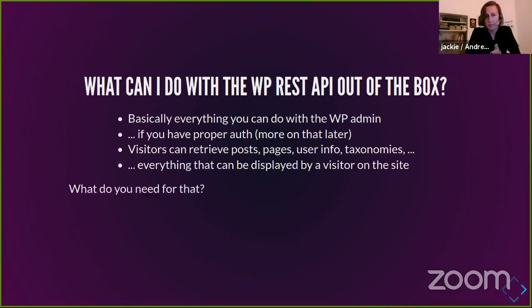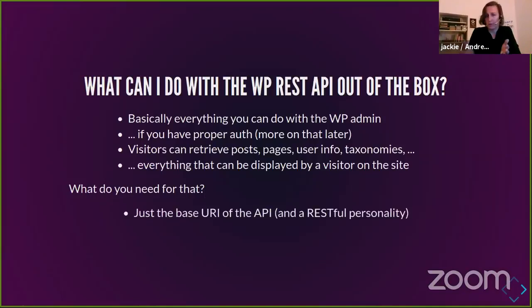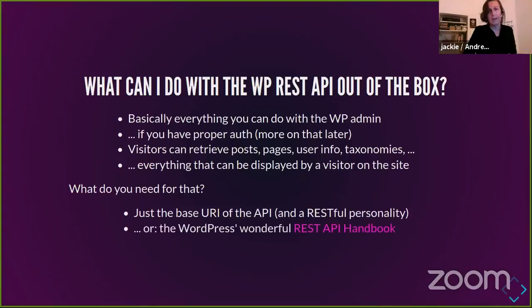What do you need for that? In order to do that, you need just the base URI of the API, or actually you just need the URL of the blog, that's it. And probably a RESTful personality, because you will be using the API itself to learn about what the API can do. And that's only possible because of the self-descriptive messages. Or, of course, you could look into the wonderful REST API handbook for WordPress, which is very concise, I think, and not that long. And you can quickly get into how to use the REST API. So I think it's a good reference.